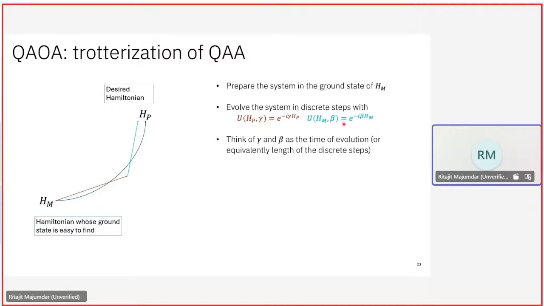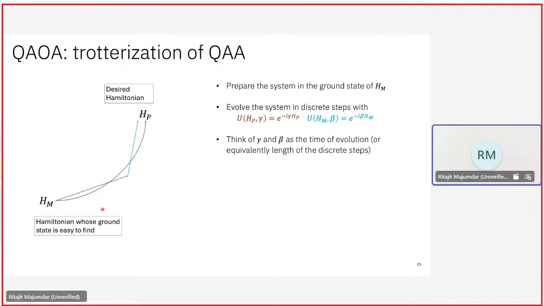And you can think of gamma and beta as the time of evolution, which is equivalent to the length of these discrete steps. Now you can ask a different question here. There are questions, of course, that are coming from these 3 points. How do you know what the length of this discrete step should be?